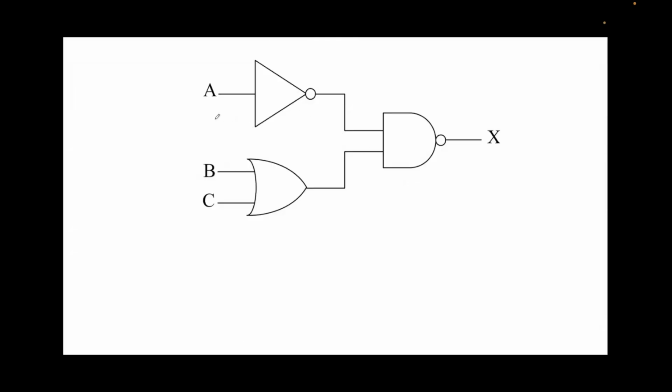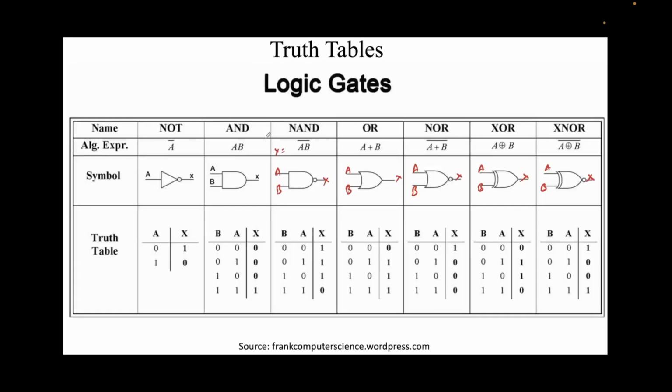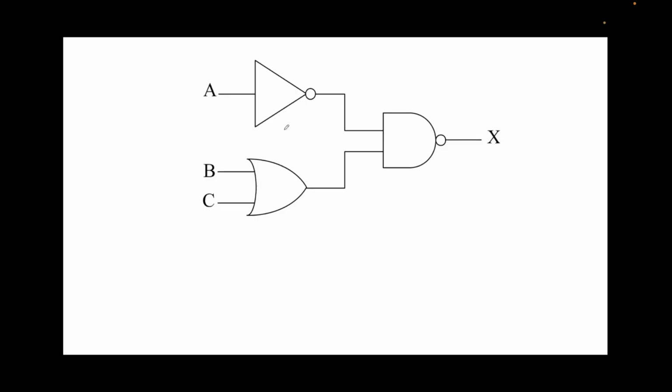This was the problem that was given to us. We have a NOT gate at the top, an OR gate at the bottom, and a NAND gate at the right. I've identified these gates just based on how they look, right? So now let's first look at the top NOT gate.